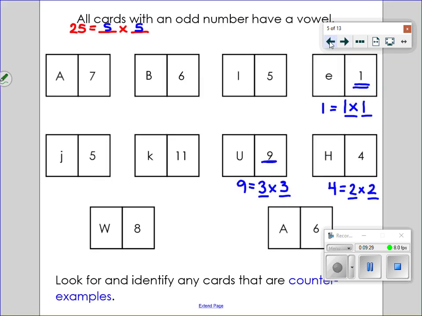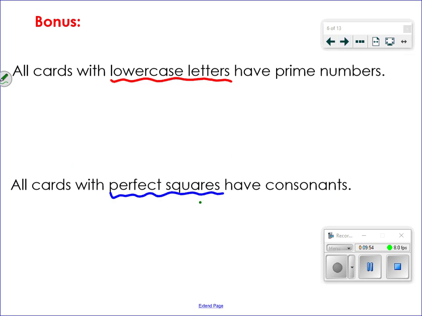So let's check and see. Ooh, that's not a consonant. A consonant is any letter in the alphabet that's not a vowel. Well, that is a vowel. A, E, I, O, U. So this is a counterexample. That is not a consonant. Also, this is another counterexample. U is a vowel, not a consonant. So we have found 2 counterexamples that prove this statement to be false.